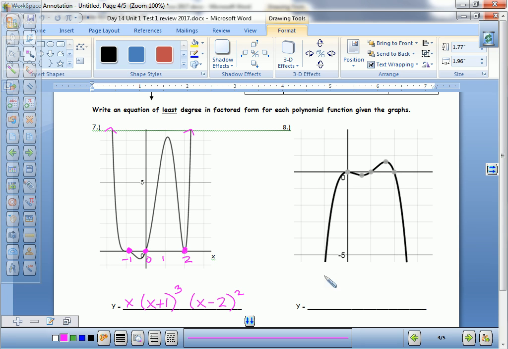All right, this one is bouncing at 0, so that gives me an x squared. It is passing at 1, so it's to the first power, and it is passing at 2, so it's to the first power. So I didn't have any inflection points on this one, but it's going down. So what do I need out in front? A negative.